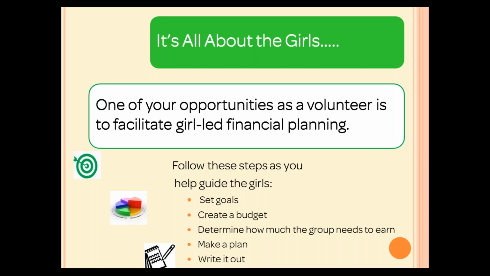And then make a plan together. Write it out. Once the group has decided on its financial plan, describe it in writing. If the plan involves a group money-earning activity, fill out an application for approval form for council and submit it along with the budget worksheet the girls created.